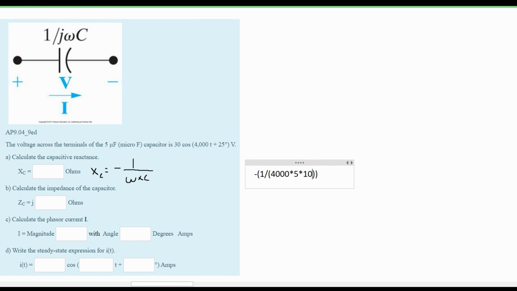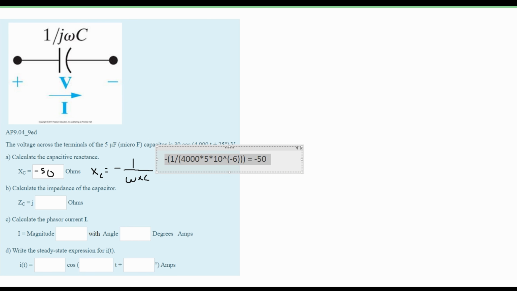However, we want to measure our capacitance in just farads, not microfarads. So what we're going to have to do is multiply this by 10 to the -6, and this will get rid of the micro and leave us just with farads. And for this, we are going to get -50 ohms as our answer.